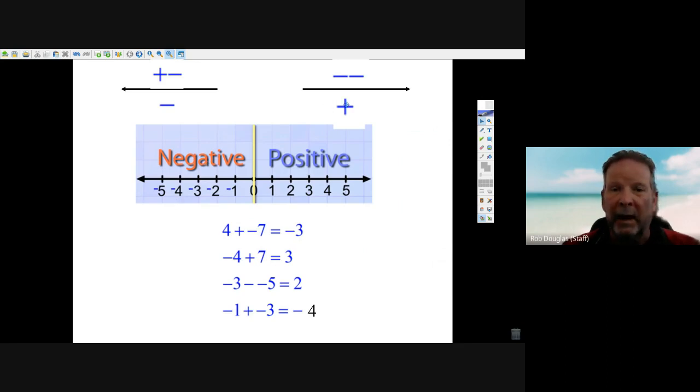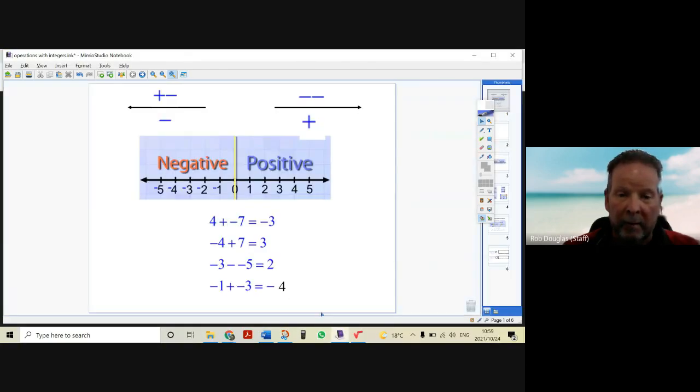So the key thing, subtracting a negative is the same as adding, and you always move to the right. You get bigger on the number line. Adding a negative is the same as subtracting, and you always go to the left. Well, that's adding and subtracting with integers. There we go.